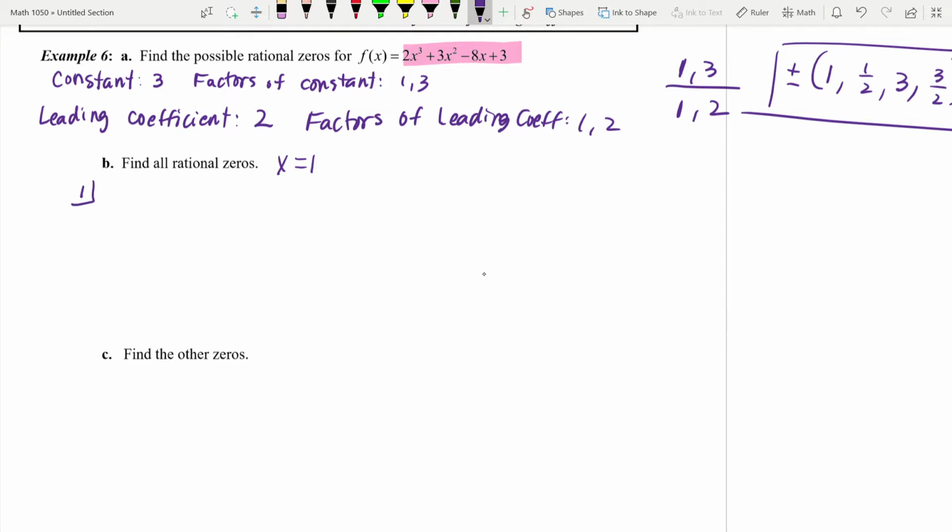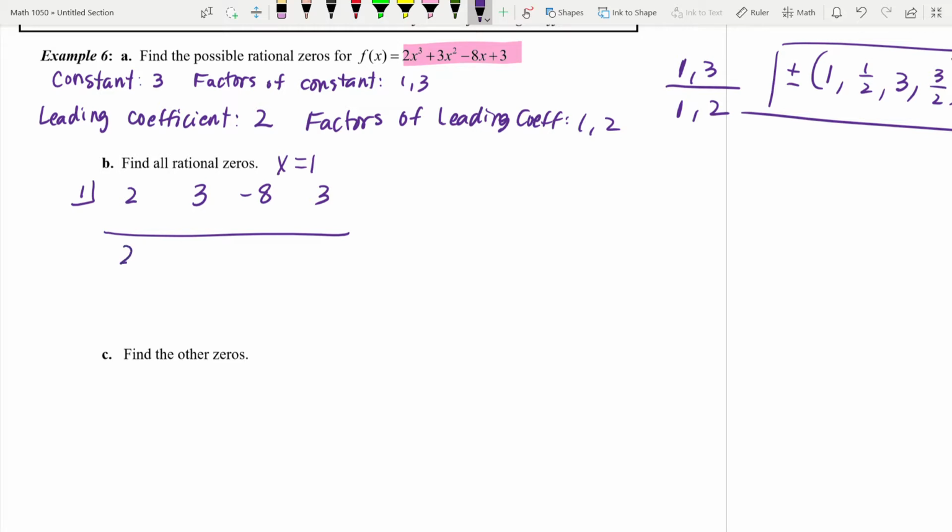I have a 3, a 2, a 1, a constant. I'm good. 2, 3, negative 8, 3. This is a big question I'm asking you right here. What is going to happen right now during this process of synthetic division? No remainder. 0 remainder. If I get a remainder, freeze and fix your mistake because something's wrong.